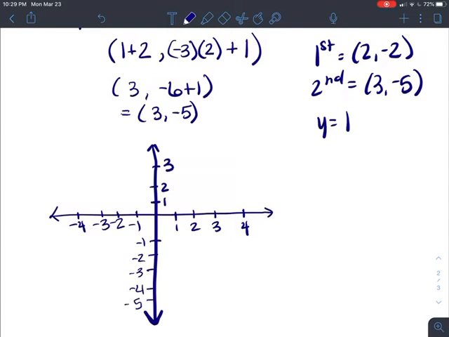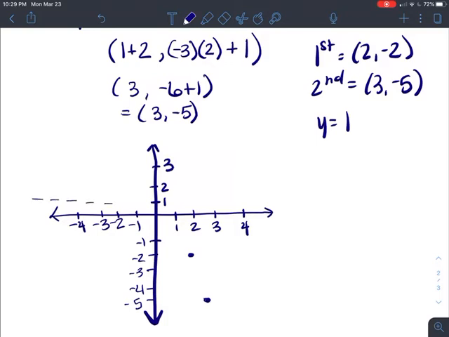All right, so I'm going to plot my first point. My first reference point is at 2, -2. So I'm going to go to 2 on my x, and my y is -2. And my second reference point is my x is at 3, and my y is at -5. So I'm going to go to 3 and go down to 5. This is my second reference point. And my asymptote is at 1.